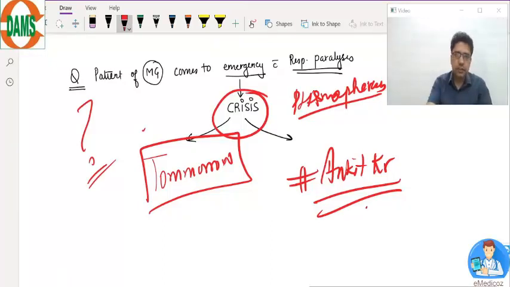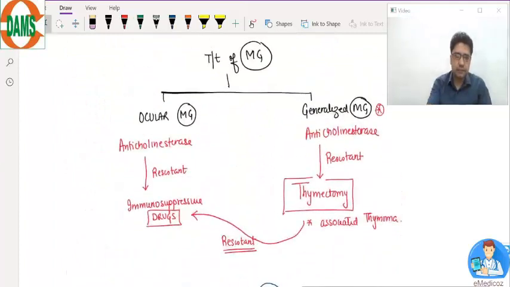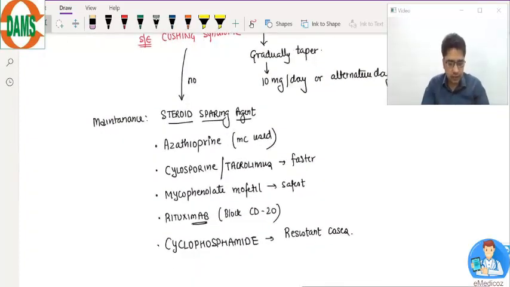You want to see the slide of steroid sparing agent? Yes, you can have this slide. This is the slide of steroid sparing agent.